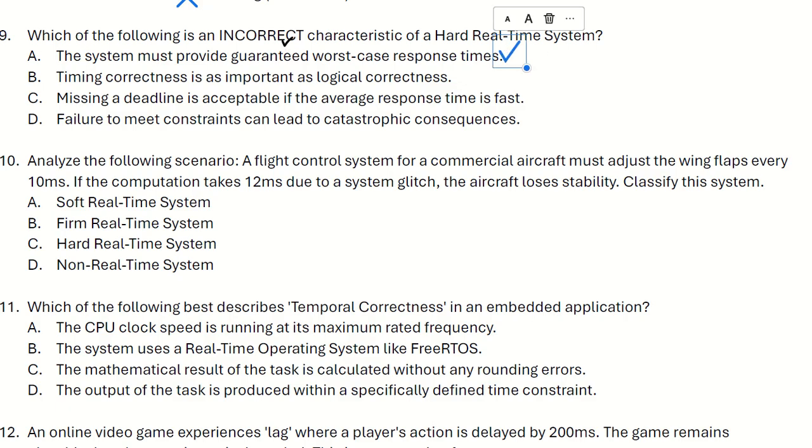We are looking for the incorrect one. Timing correctness is as important as logical correctness. So this one we also cannot say is wrong. Next, missing a deadline is acceptable. This one is definitely wrong, because it's a hard real-time system. Failure to meet constraints can lead to catastrophic consequences. This one is also definitely correct. That's why the answer for incorrect is C.